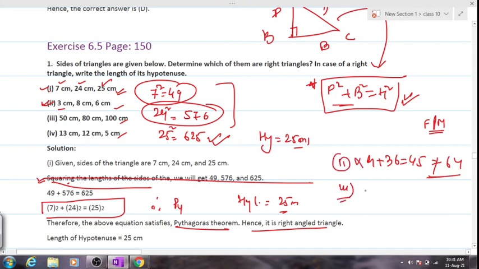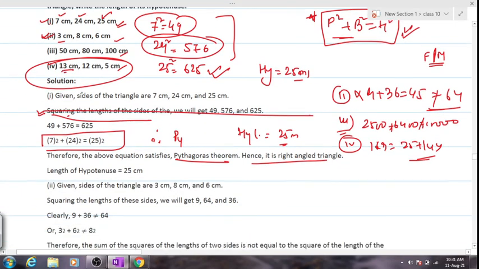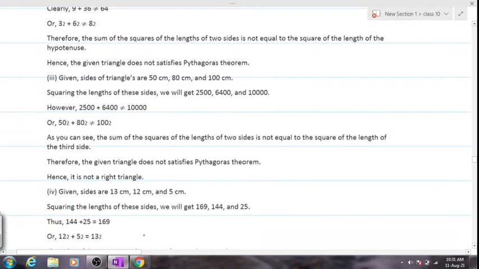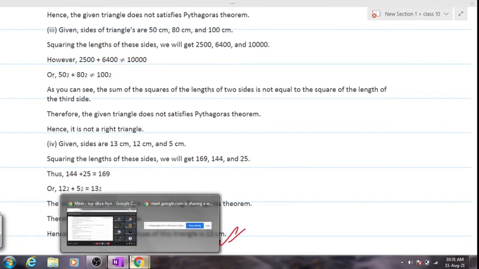Third one, 50 squared is 2500, 6400 and 10,000. These are not equal. So not forming a right angle triangle. This will form a right angle triangle, right? 169 equals 25 plus 144. Is it clear? Only the fourth one will form a right angle triangle with hypotenuse length as how much? The length of hypotenuse is 13.